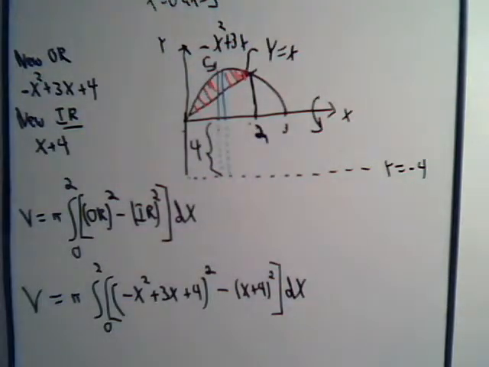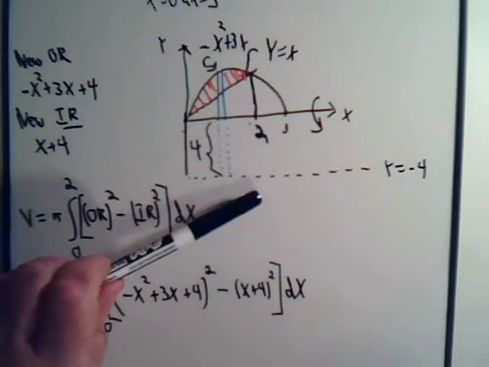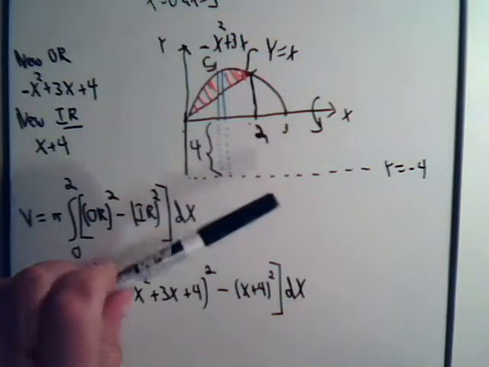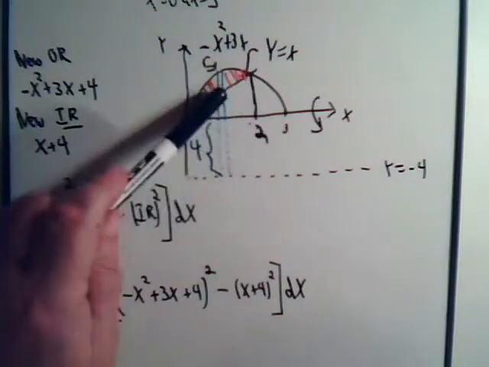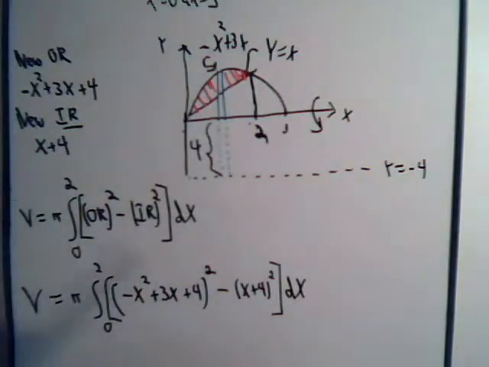Okay. All we had to do is think about, when we have this new axis of rotation, how does that affect the values of the outer radius and the inner radius? We just modify it accordingly. It's not a big deal. We just got to kind of think about what we're doing.